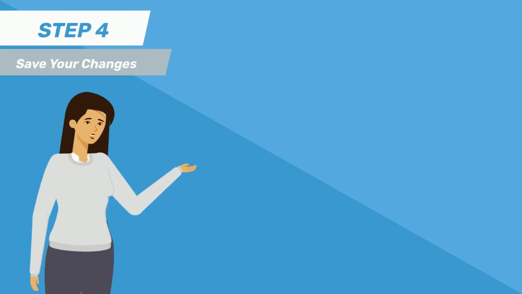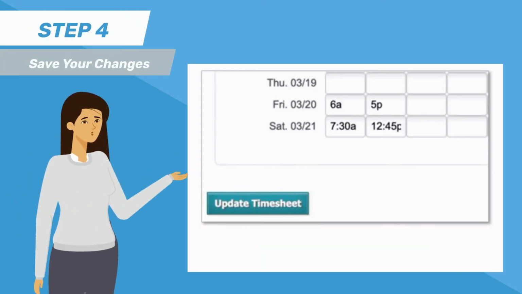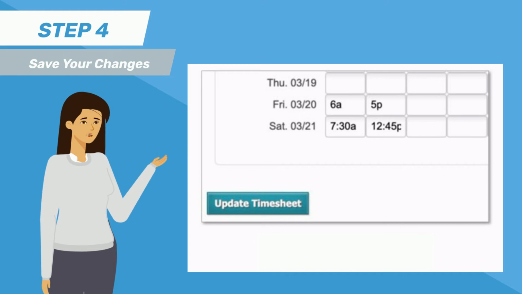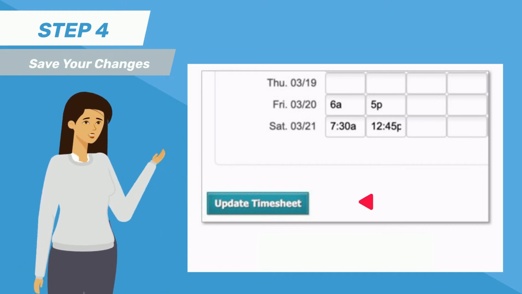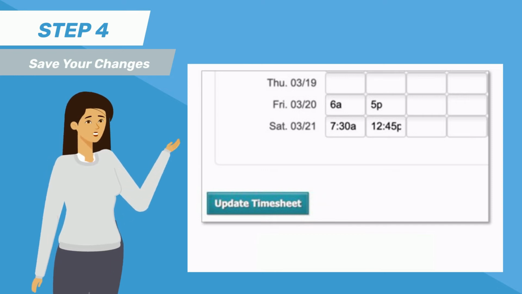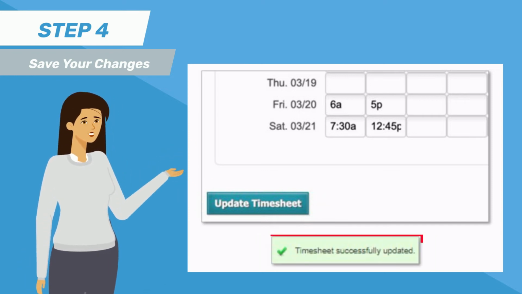Step 4 is to save your changes. Once you are finished editing the timesheet, scroll down and click Update Timesheet. After clicking Update Timesheet, you will be brought back to the Showing Timesheet page, where it will now show that your timesheet has been successfully updated.